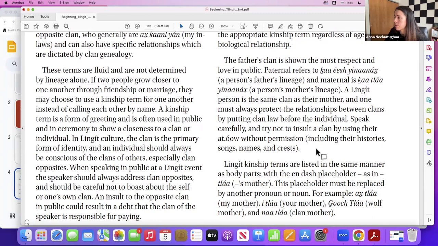Paternal refers to Ka'ish Yananach, a person's father's lineage, and maternal is Katla Yananach, a person's mother's lineage. A Tlingit person is the same clan as their mother, and one must always protect the relationships between clans by putting clan law before the individual. Speak carefully and try not to insult a clan by using their adu without permission, including their history, songs, names, and crests.